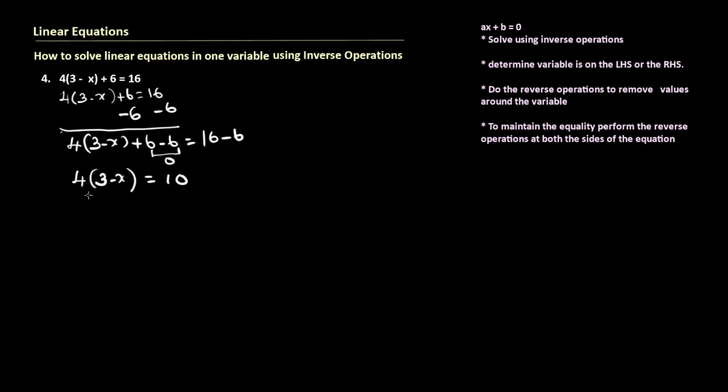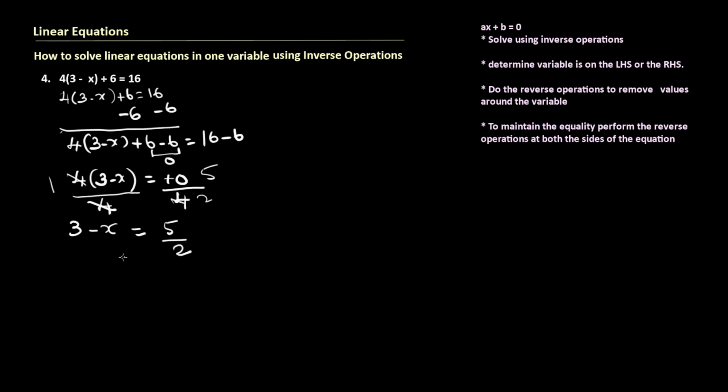Now, let's look at our equation again. 4 times 3 minus x. So, we want to remove 4 from the left hand side. We can remove the 4 from the left hand side by dividing by 4 to maintain the balance of the equation. Let's do the same thing on the right hand side too. That makes 4 divided by 4 become 1. Only 3 minus x remains on our left hand side. On the right hand side, 10 divided by 4. Let's simplify it by 2. That makes our equation 5 by 2.